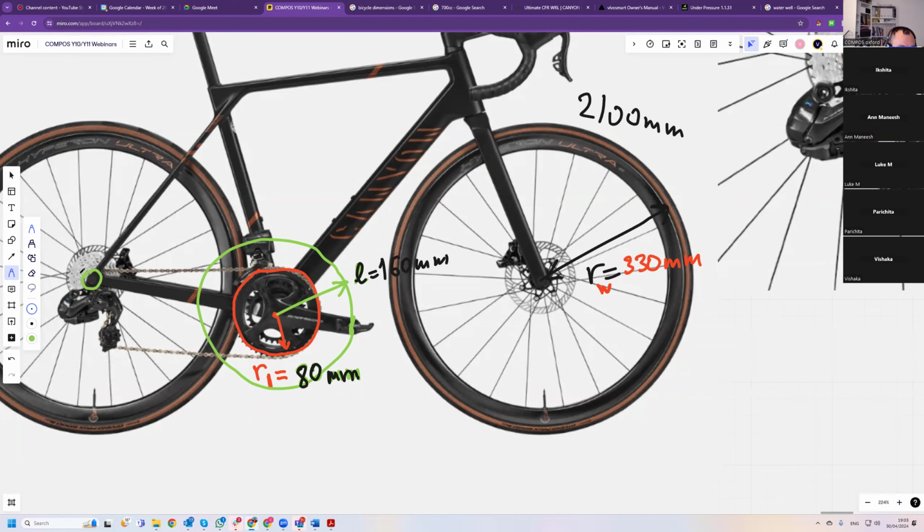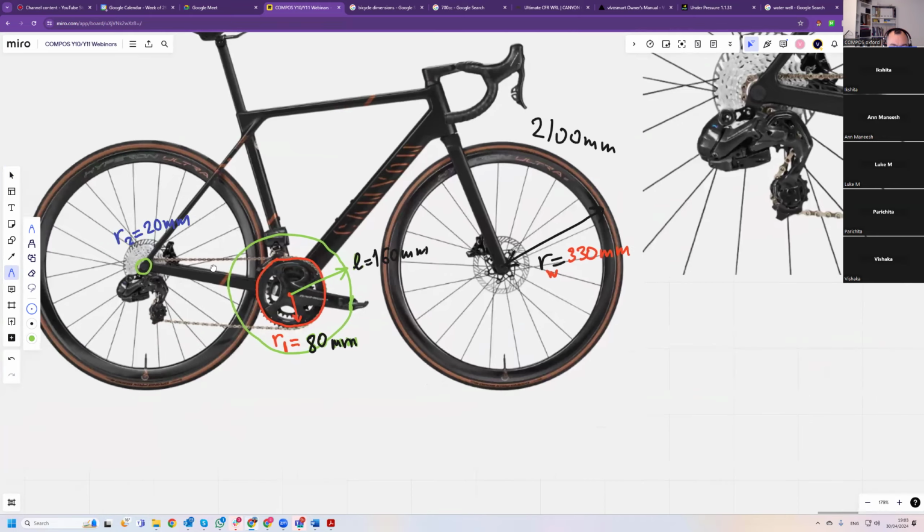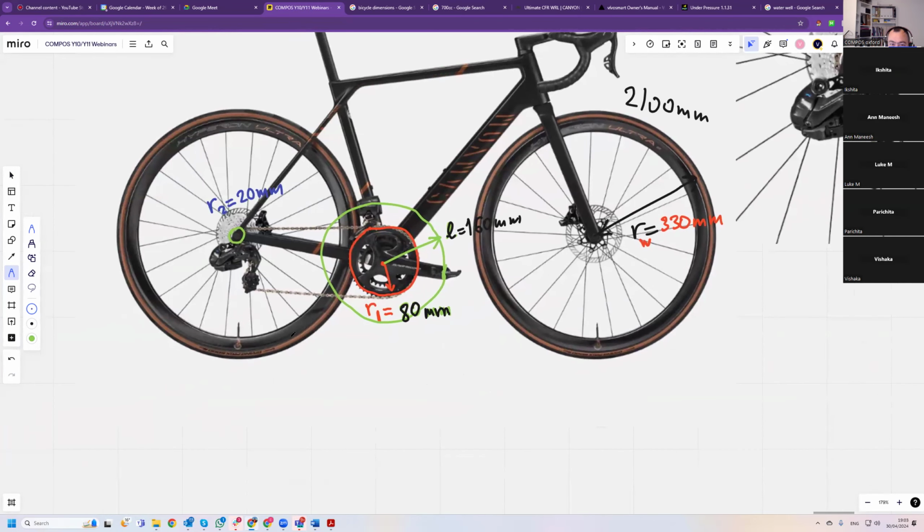Okay. So what's R2? About 20. Yeah, 20 millimeters. I got 16, I think, but that's fine. Okay. And that's all we need.